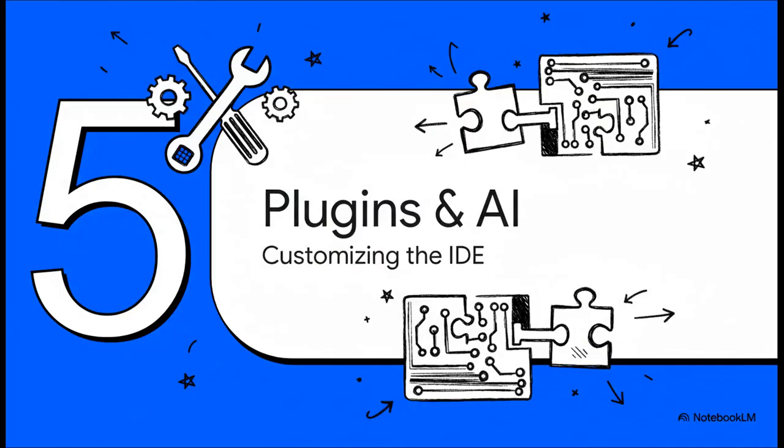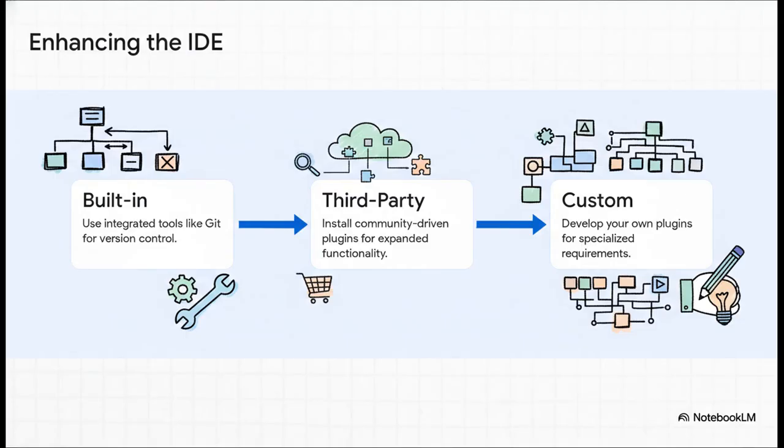You know, any great workshop lets you bring in your own specialized tools to get the job done faster. Well, Android Studio is no different. It's built to be customized. Developers can pretty much enhance their setup in layers. They start with all the powerful tools that come right out of the box. Then they can tap into this huge marketplace of plugins that the community has built. And if that's still not enough, they can even build their own custom plugins to handle really specific tasks.